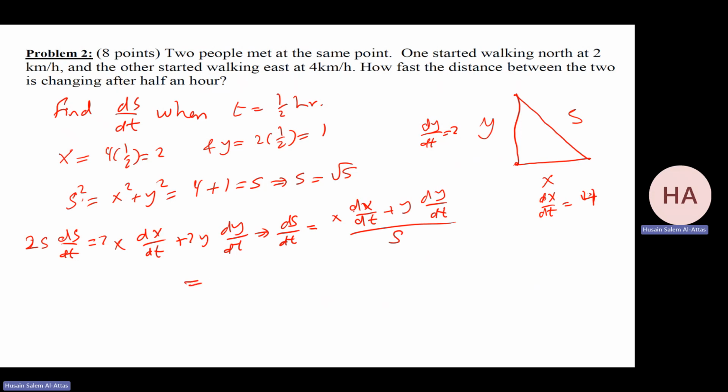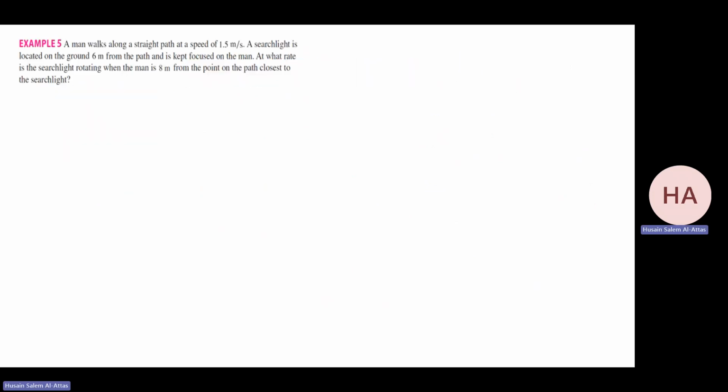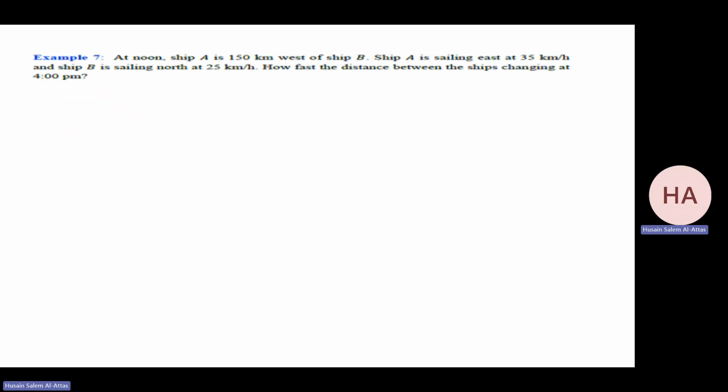And that will be, what is x? X is 2. Yeah, these are nice numbers. 2 times 4. And what is y? It is 1. dy by dt is 2, over s, which is square root of 5. So it will be 10 over square root of 5. Rationalize. That will give me 2 square root of 5. Okay, I think this will be the last one for this group. Then I will have the one with the angles and then the shadow.